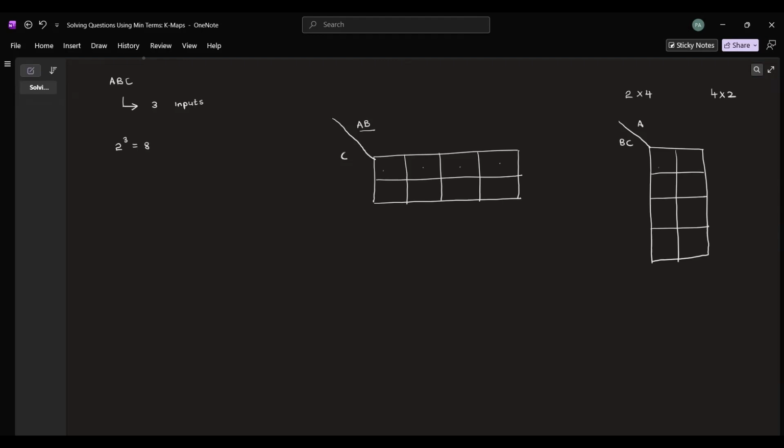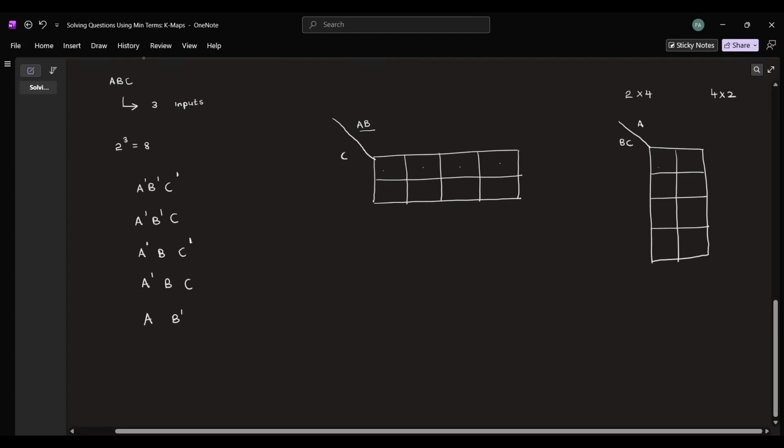Now, since we have 8 input combinations, let's name them all. So we have A bar, B bar, C, and then A bar, B bar, C bar, and it goes on. A bar, B, C bar, A bar, B, C, A, B bar, C bar, A, B bar, C, A, B, C bar, A, B, C. These are the 8 input combinations that we have for a 3-input system.